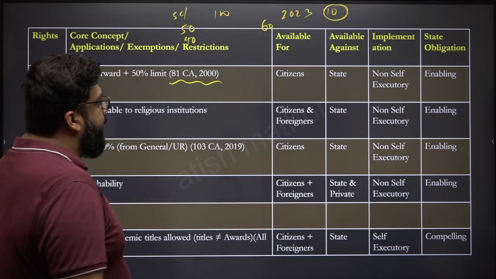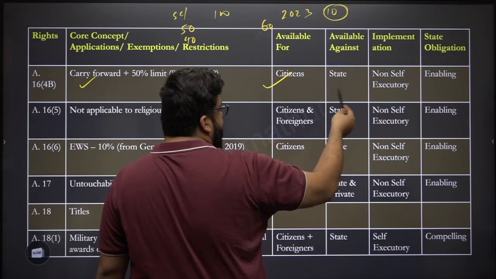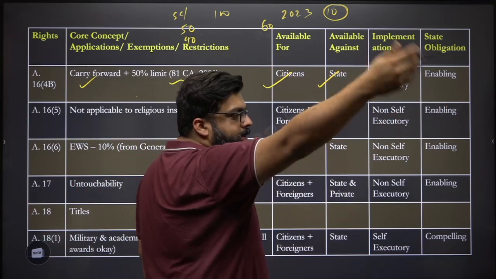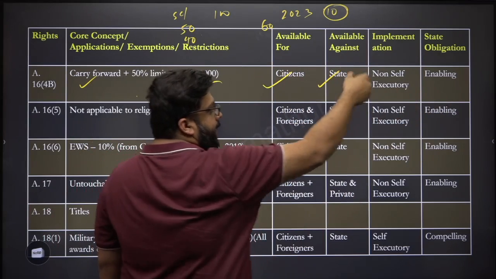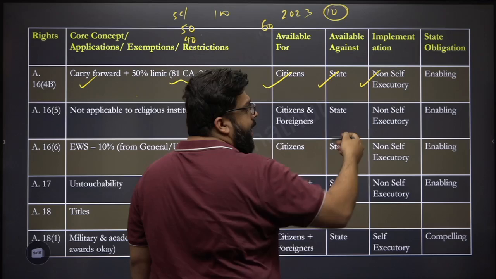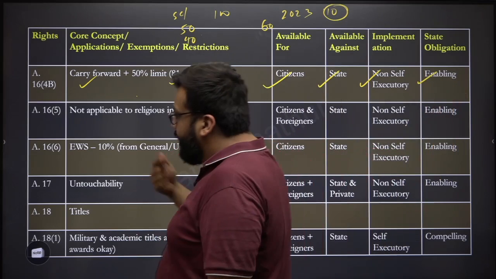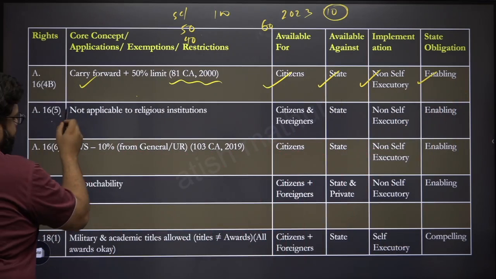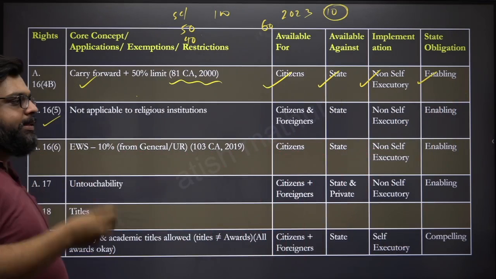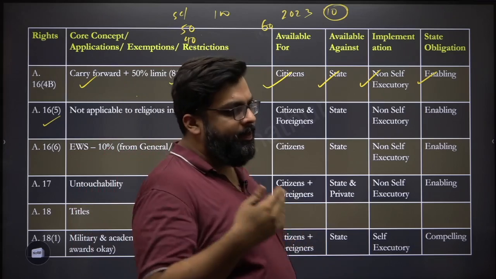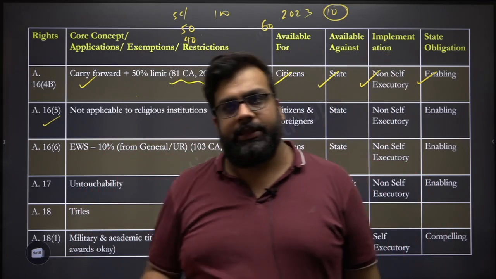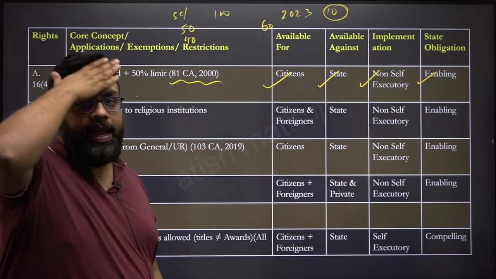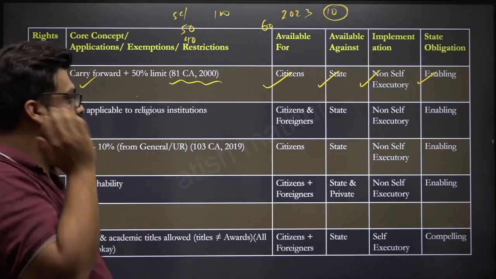So that's that. Again, available for citizens, available against the state. On the basis of this, you will have your employment laws and regulations in place, and therefore it is non-self-executory, and it enables the government to have further guidelines. All right, and then you have Article 16 Clause 5. It basically says this reservation policy is not applicable to religious institutions and the employment structure or the occupational structure of any religious institution whatsoever.